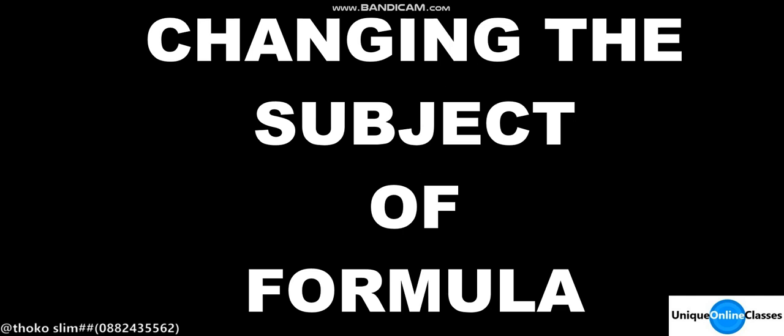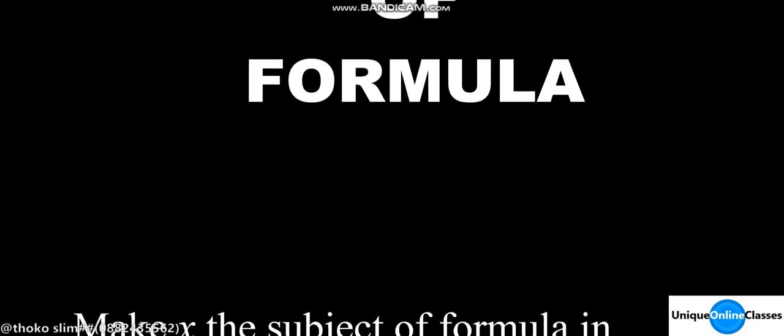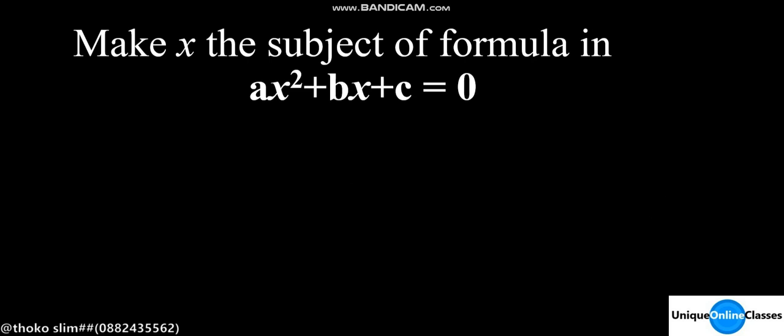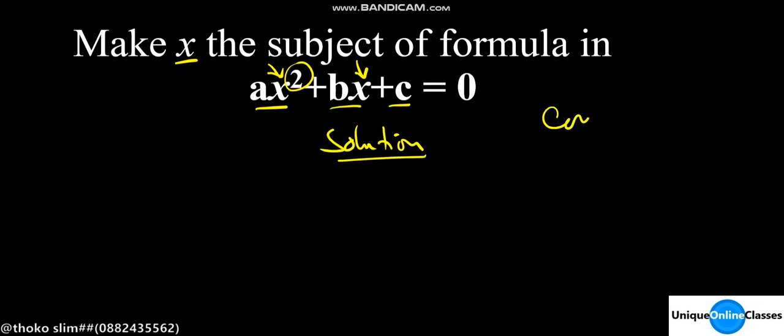Okay, let's see how we can change the subject of the formula. Now, to make x the subject of the formula in ax square plus bx plus c is equal to 0. We can see that we have two x's, this one and that one, and the power 2. So the best we can do, we're going to solve that one using the completing square method.